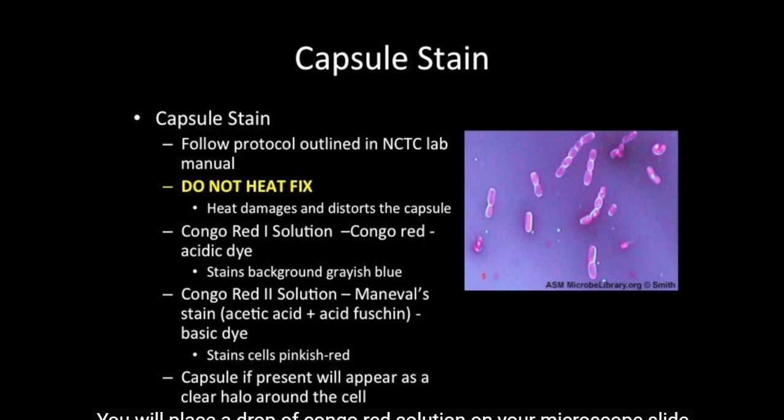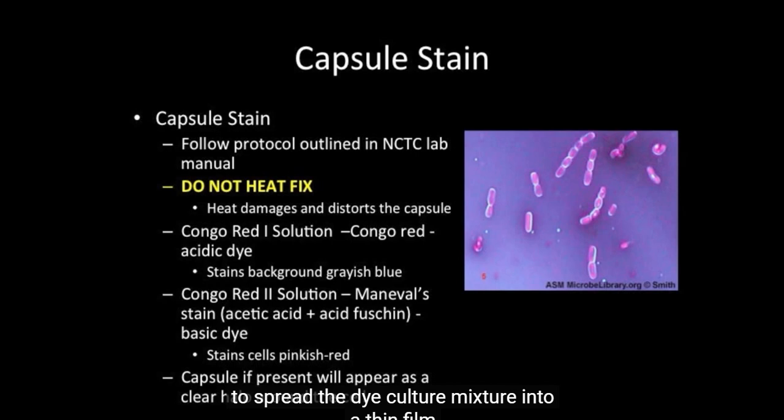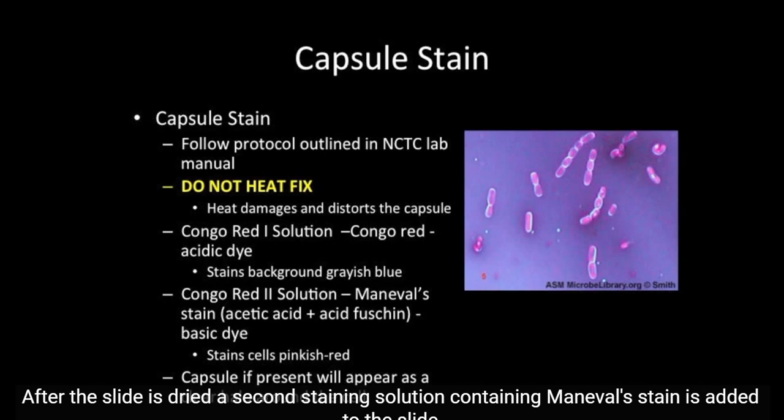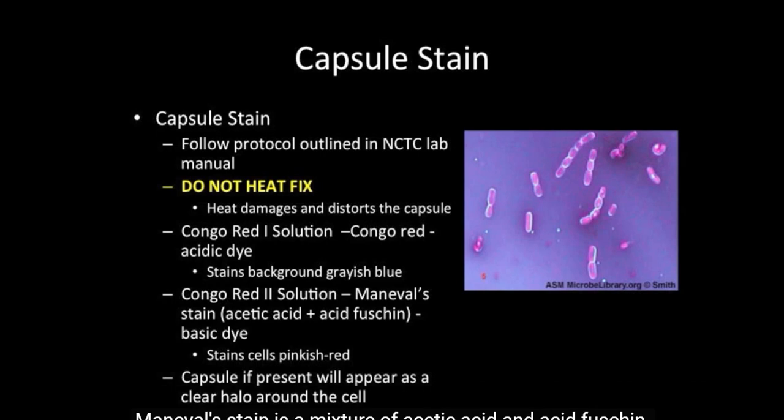You will mix the sample and then use a second microscope slide to spread the dye culture mixture into a thin film that forms a red background on the slide. The slide is air dried, but it is not heat fixed. After the slide is dried, a second staining solution containing Maneval stain is added to the slide. Maneval stain is a mixture of acetic acid and acid fuchsin. The acid fuchsin is a basic dye that stains the bacterial cell red.